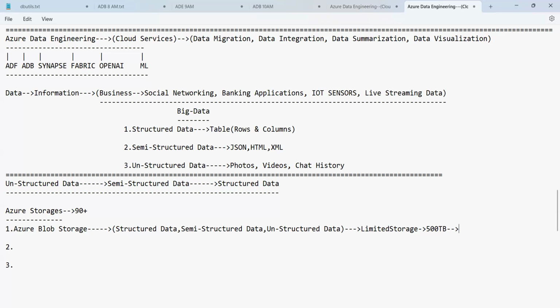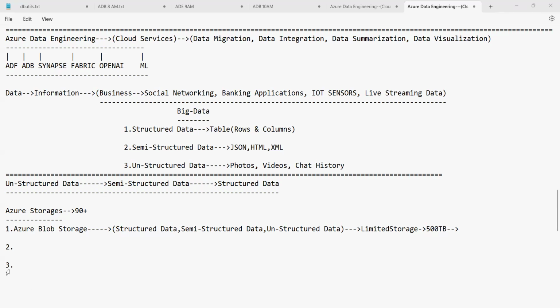Do you have any idea about AWS or GCP? Yes, guys, please respond. You should be interactive, please. So here the same thing we call it differently. Azure Blob Storage is just like the S3 bucket, guys.